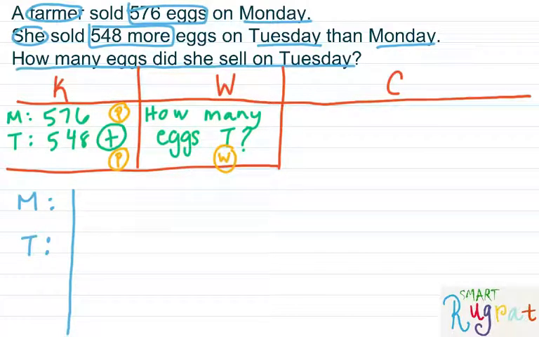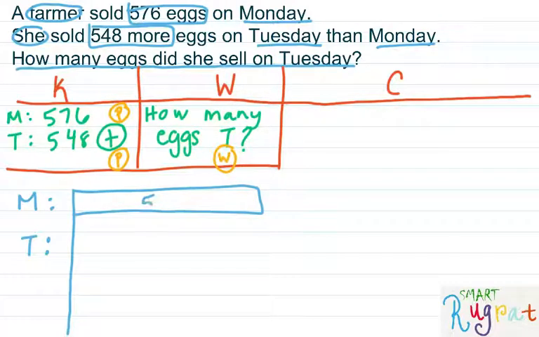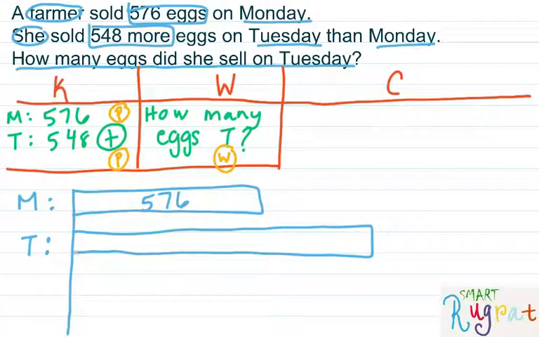Just so our bars can be the same. They start at the same place. So we already know that for sure this bar is going to be 576. Now we know that Tuesday has to have more than Monday. So we're going to make another bar, and we have to make that one longer because it has to be more than on Monday. Now here at the end of the first bar, we're going to draw a dotted line, and we know that this has to be 548. Now this means that this bar is 576.